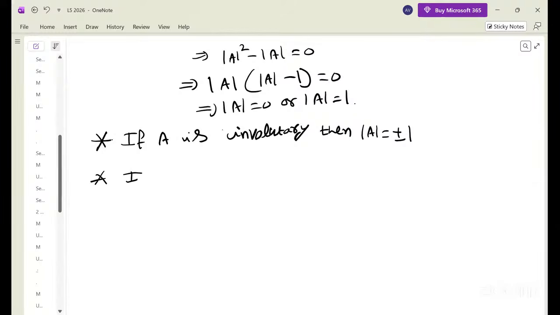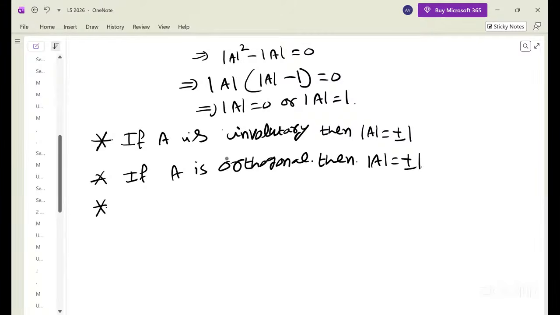Next one. If A is orthogonal, orthogonal means A into A transpose equals I, A transpose into A equal to I. Then also det A is plus or minus 1. Then we have involutory, orthogonal. Shortcuts are not there for all. If A is a skew symmetric matrix of odd order, very important.